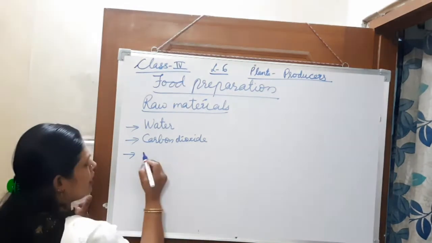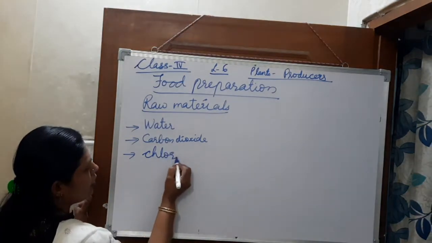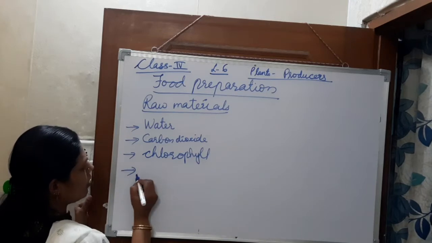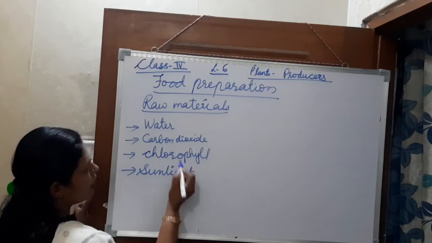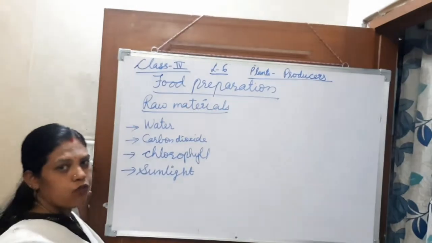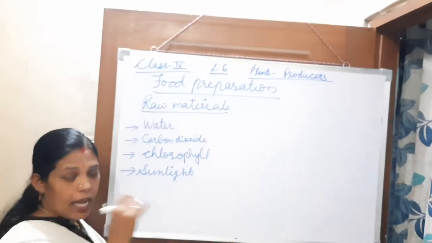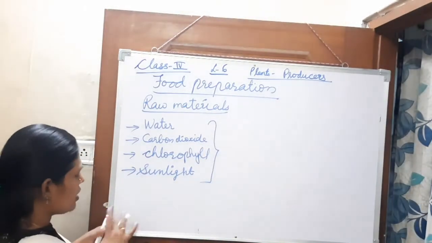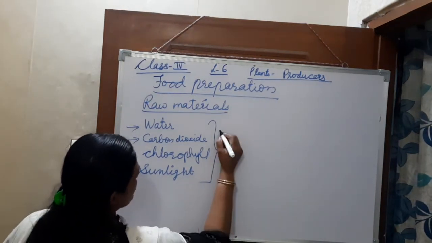The green leaves have the green color pigment known as chlorophyll. Then the fourth one, sunlight. These are the raw materials required for making the food by the green plants. Taking all these things and preparing the food, that method is known as photosynthesis.